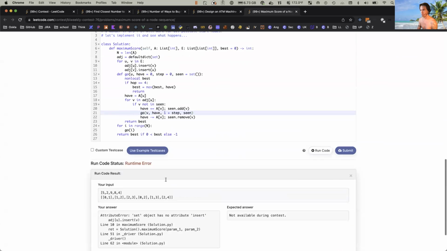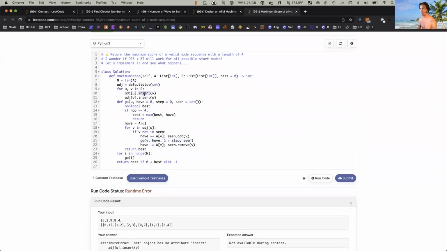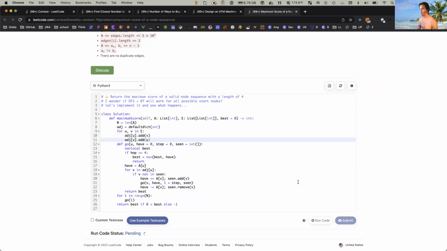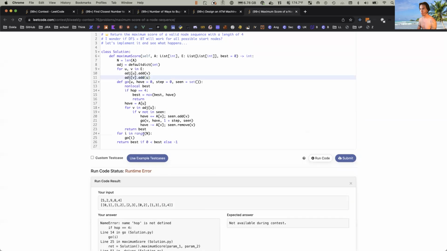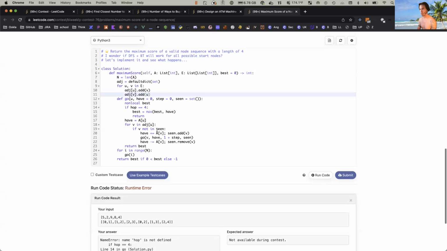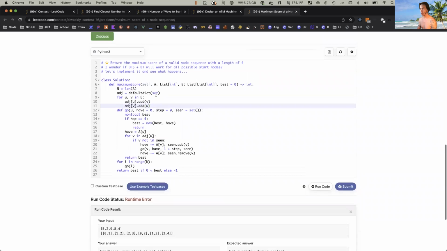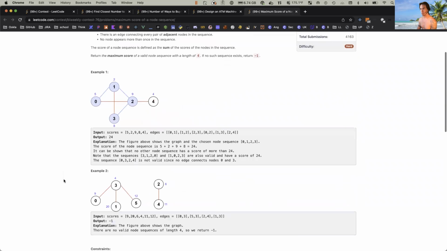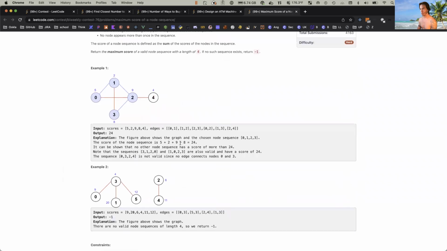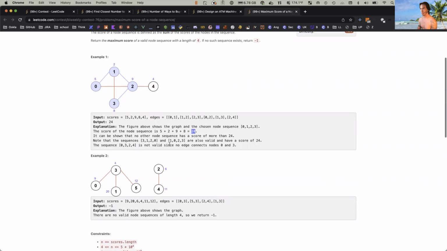Uh-oh, set has no attribute insert, add and remove. Hop is not defined. Yeah, I changed hop to step. Where's hop? I don't see hop. Oh, there's step. 17. No, it should be 24. Not sure how I got to 17.